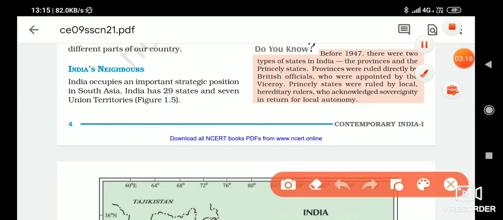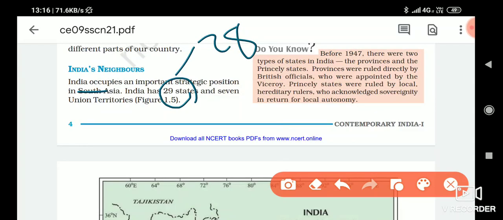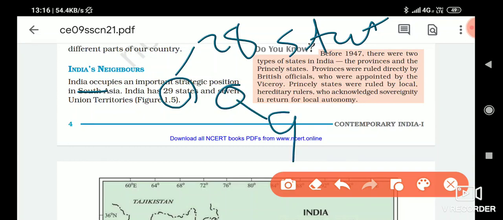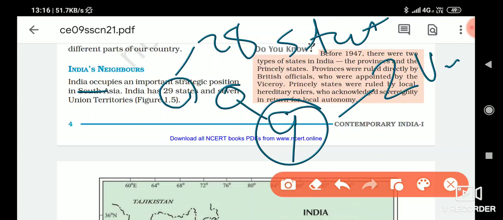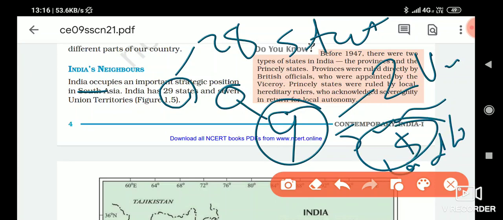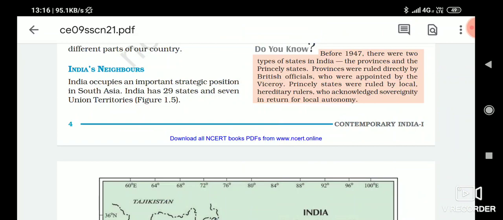So now India and its neighbors. India occupies an important strategic position in South Asia. Okay, and 29 states and 7 union territories. But let me tell you that now it has been changed. Please add it in your books also. There are 28 states now, and 9 union territories. The two newly formed union territories are Jammu and Kashmir, and the second one is Ladakh. So that is why 9 union territories and 28 states now.